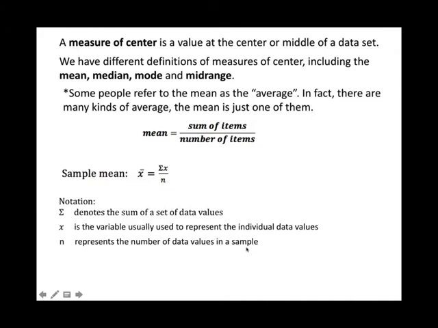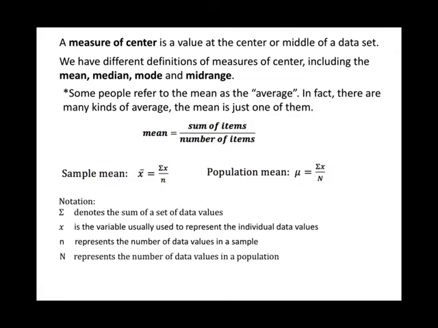And if your data are from a population, then the mean is called the population mean, and the population mean is denoted by mu here. Population mean is equal to the summation of x divided by the capital letter N, and this N represents the number of data values in a population. Okay, so I have this formula here.